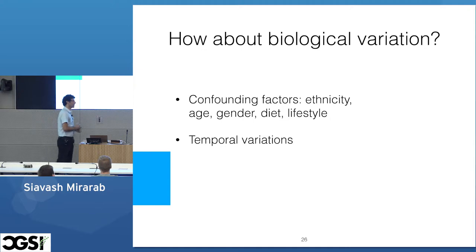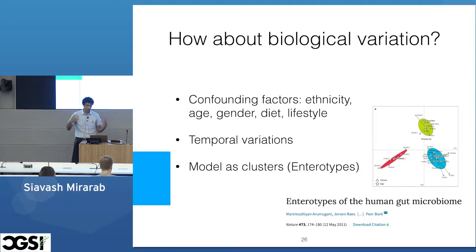And we thought, okay, if we can model the sampling variation, what we were just doing was just modeling sampling variation, can we also try and capture biological variation? That's, of course, a lot more ambitious. We are trying to see what are the impacts of things like different confounding factors, different dimensions. And the way we were thinking about this was this idea of enterotypes, right?